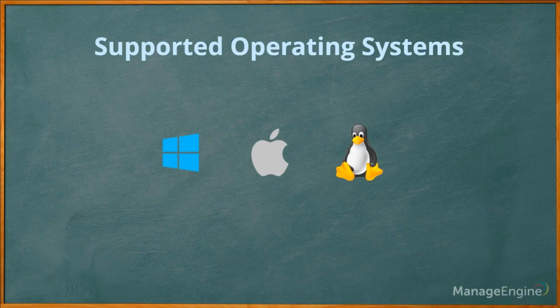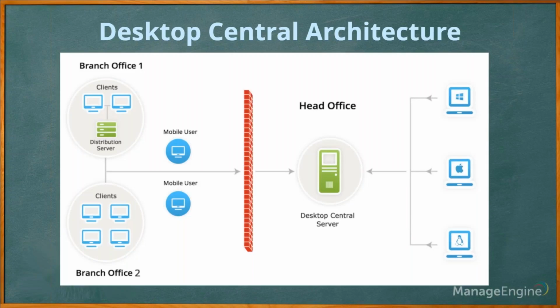So let's move on to supported operating systems. Desktop Central Remote Control supports all 3 major operating systems: Windows, Macintosh, and Linux. Let's have a quick look at the architecture of Desktop Central first. Desktop Central is an on-premises solution, and it is a client-server-based application. Agents should be installed on the client machines to be managed. In Desktop Central, we can manage desktops, laptops, servers, and even Surface devices.